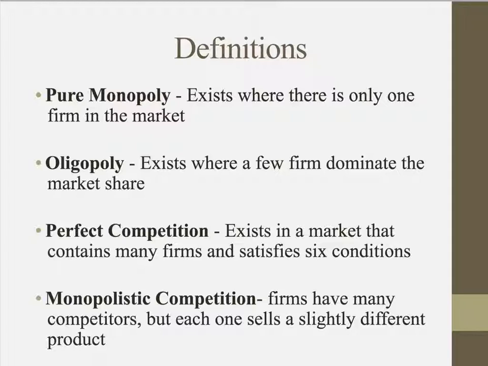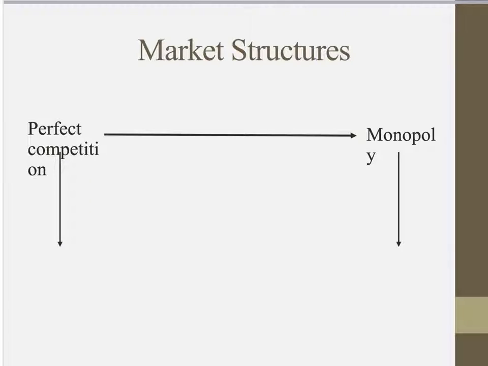market share. Perfect competition exists in a market that contains a lot of firms, and it also satisfies 6 other conditions of things like being a price taker and also selling a homogeneous product. So I'll talk about those 6 conditions later in the video. Monopolistic competition is where firms have many competitors, so similar to perfect competition, but where it differs is that it's got a different product. So the product is differentiated, it's non-homogeneous. So now you've got those definitions, it will make more sense about where the market structures lie along this line.